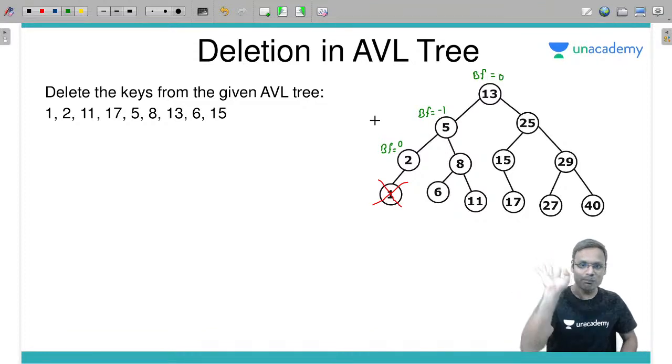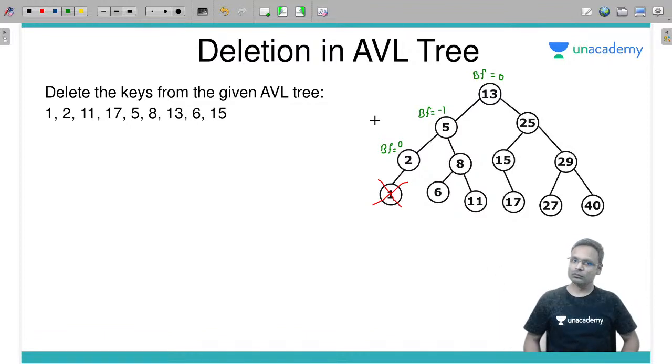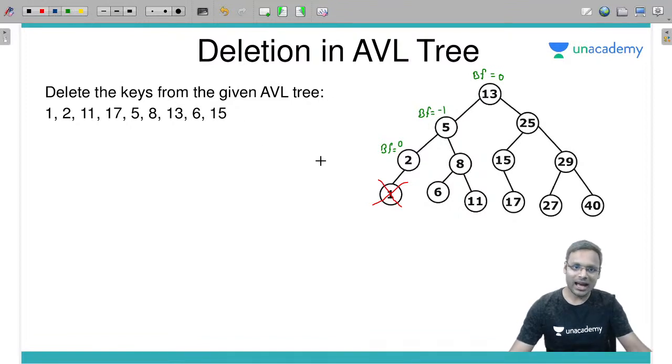Is there any imbalance after deletion of 1? No. Okay, fine. So if no imbalance is there after deletion of 1, then I am drawing the tree once again. Okay, let me not redraw.